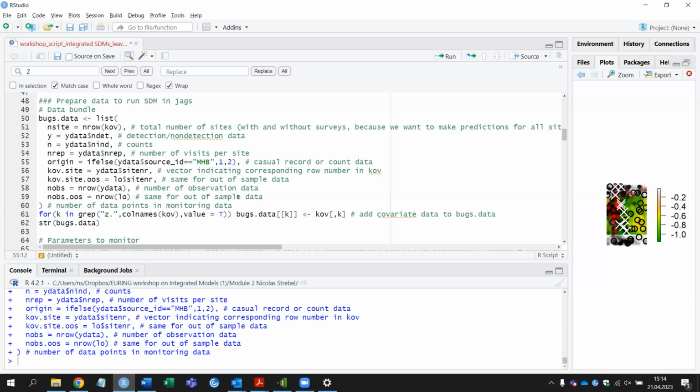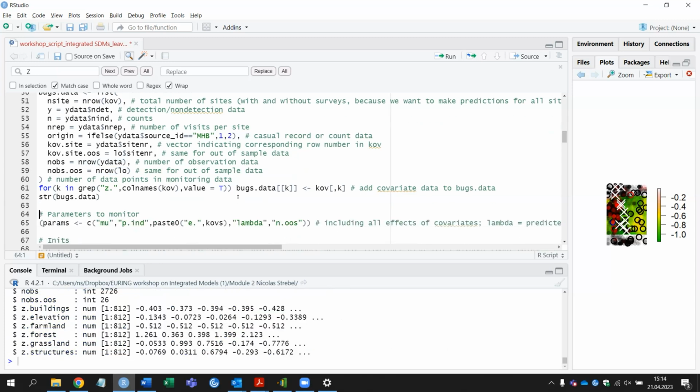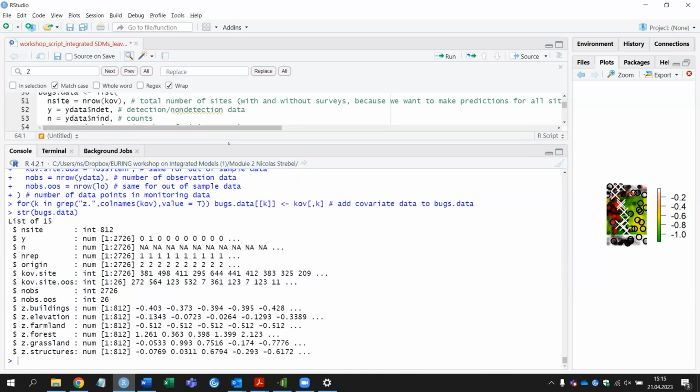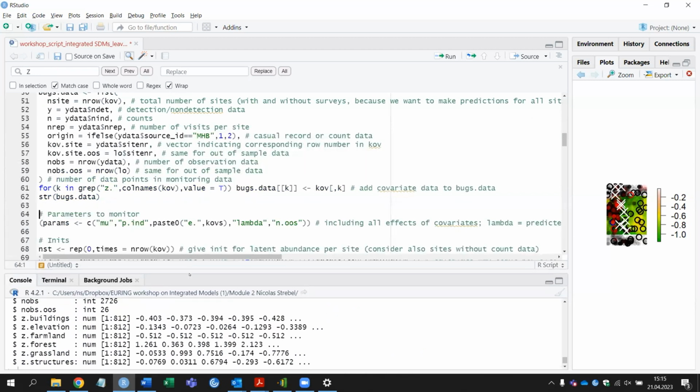And then whether it's count data or checklist data, this vector linking the covariate data with the observation data. Same for those that I have skipped. Number of observation data and number of observation data that I have skipped. And I add the covariate data. Covariate data is scaled. So that's the data that then afterwards will enter checks.